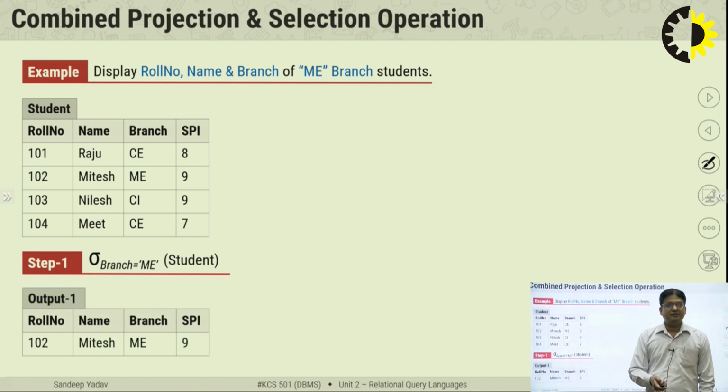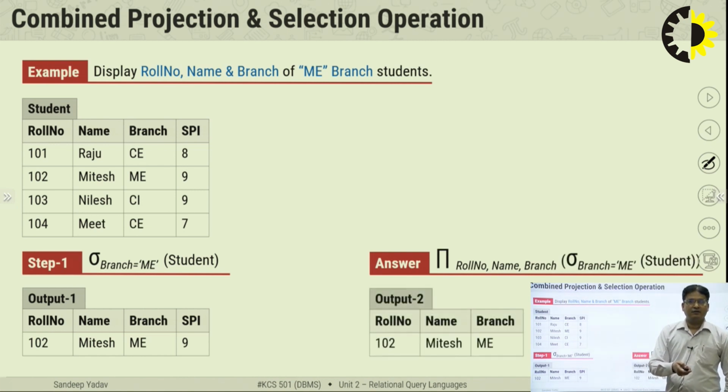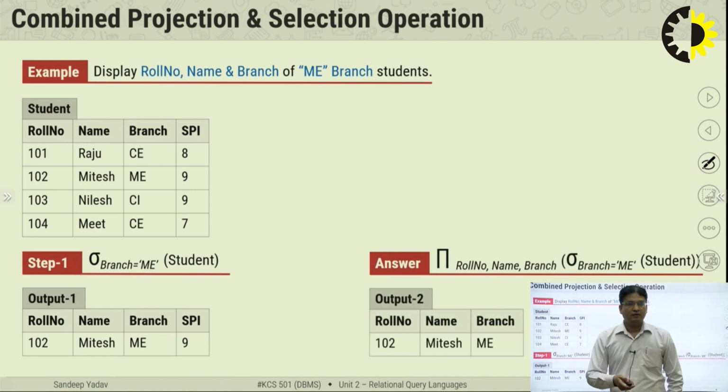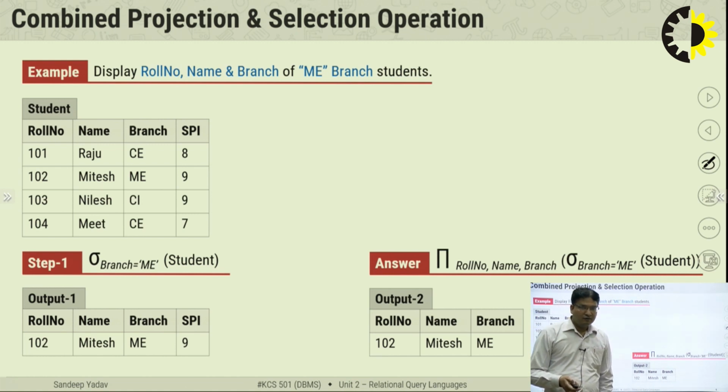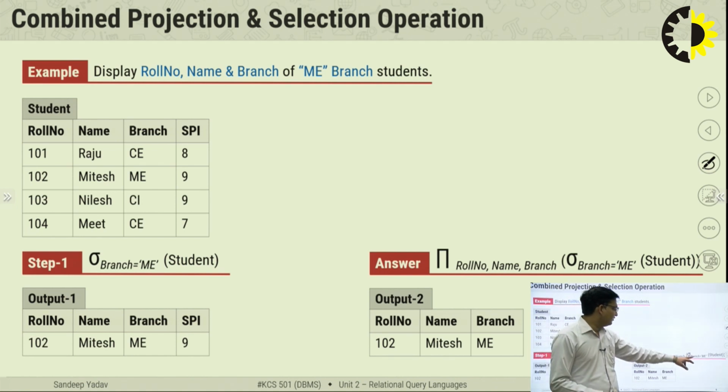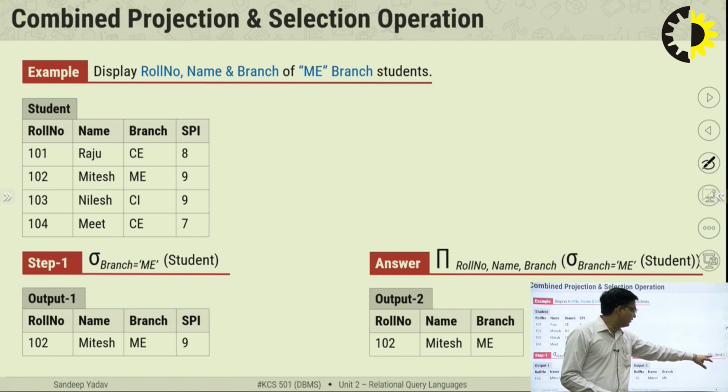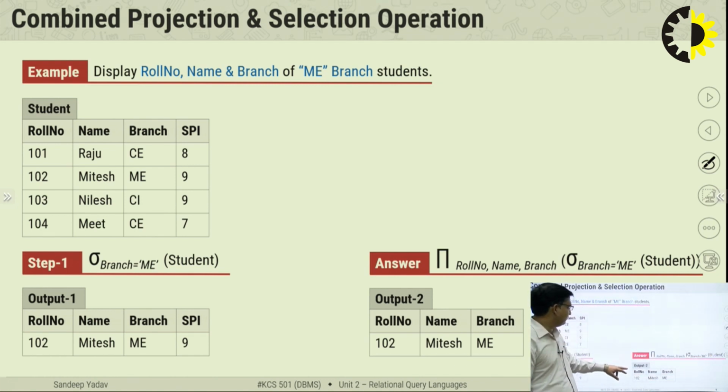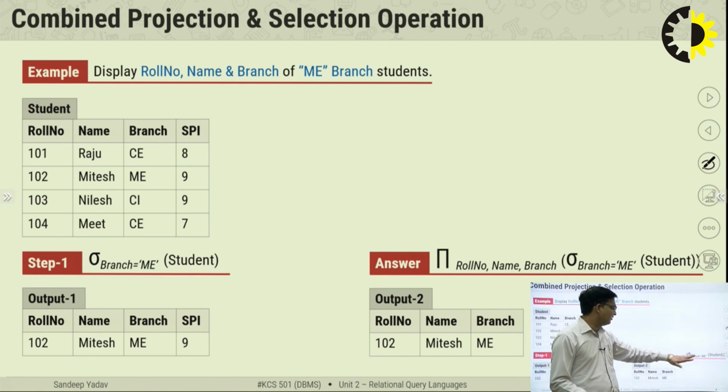Now next, you are getting the branch. Now in this we have to refine it. Now pi roll number, name, branch, and what is the condition? Branch name equal to mechanical, followed by the name of the relation, student. So this query will ultimately provide the following answer: roll number, name and branch, with the condition that branch name is mechanical. So the output will be only this one. Only one tuple will be in the output.